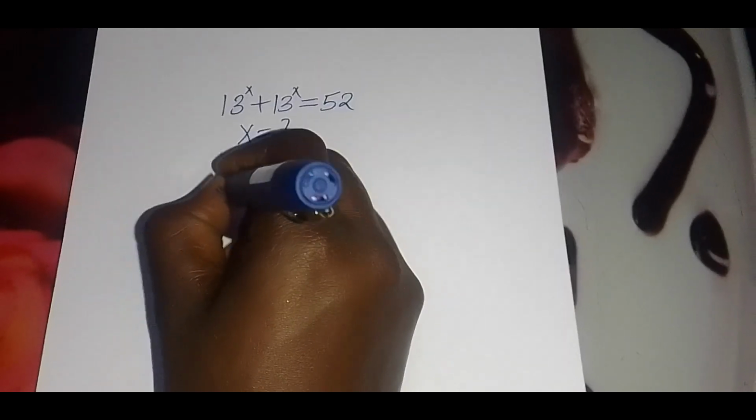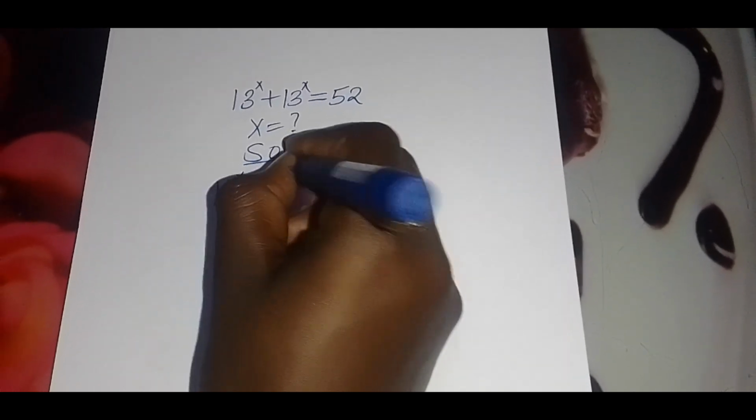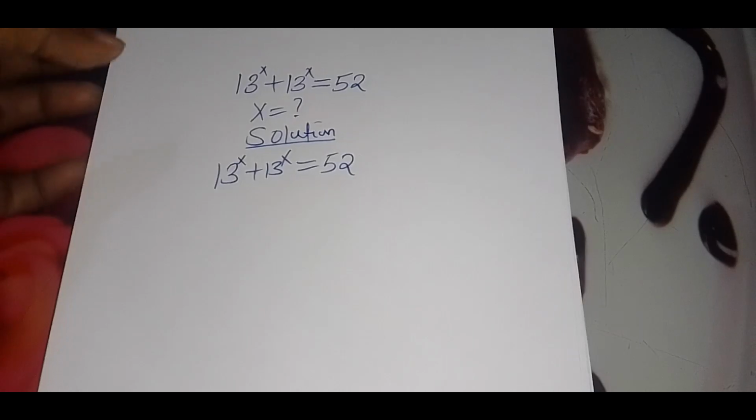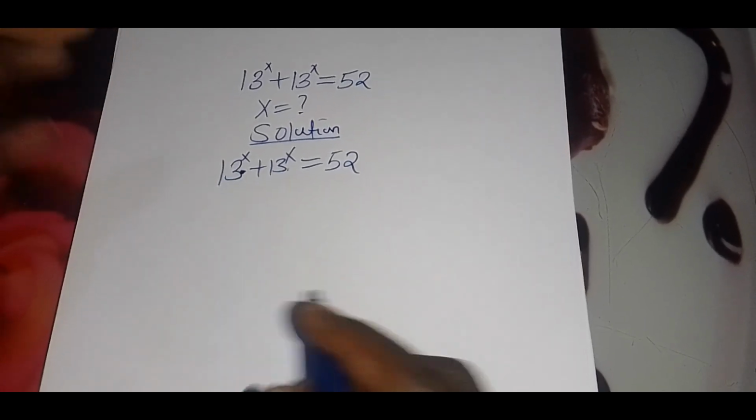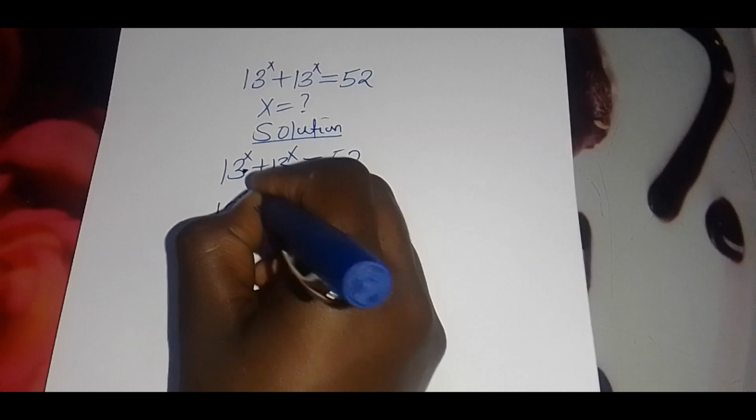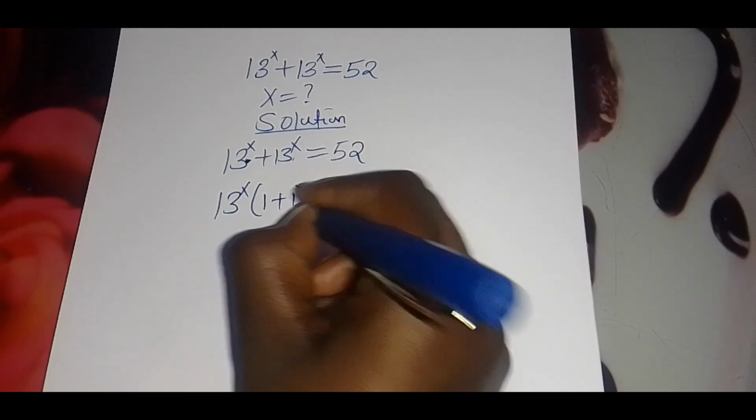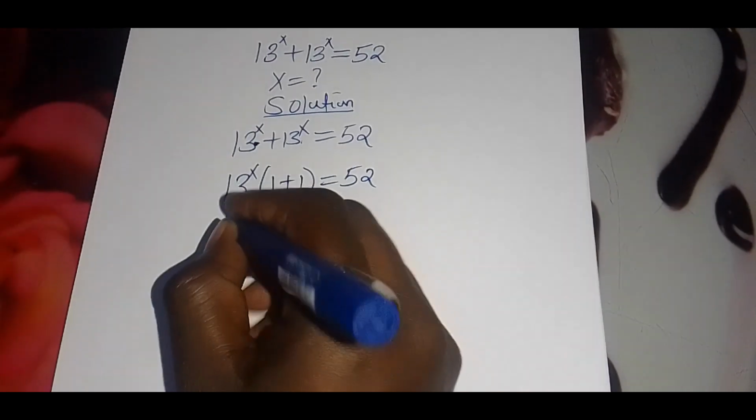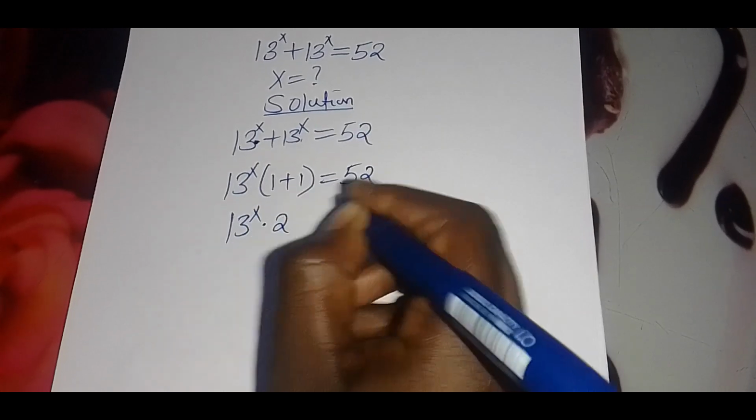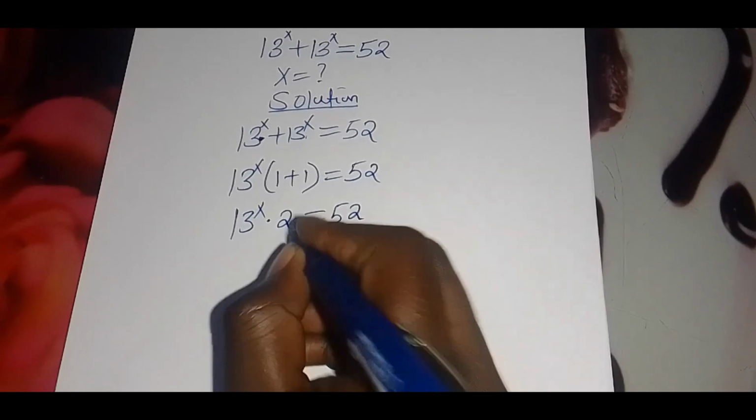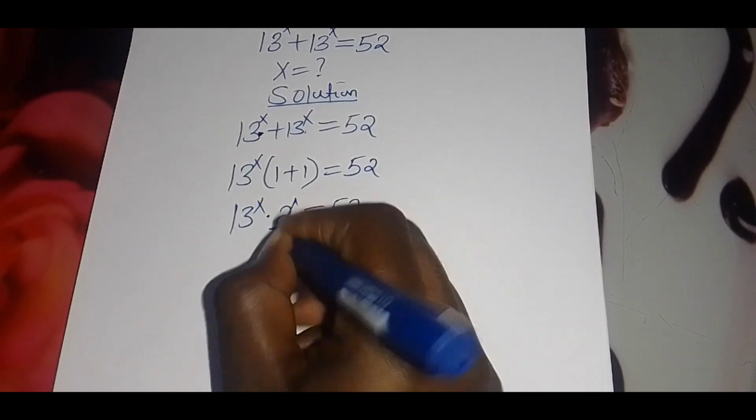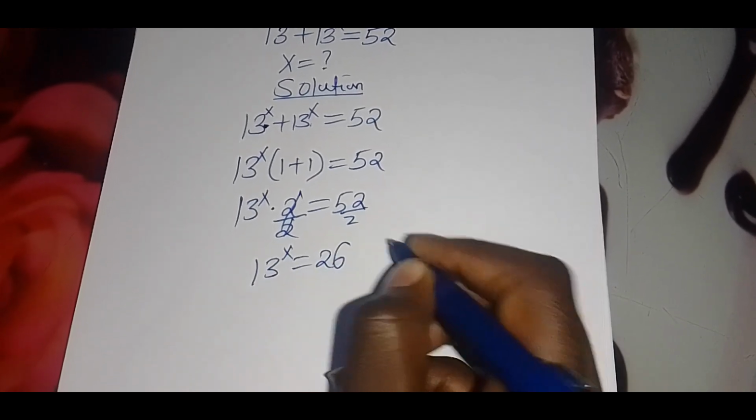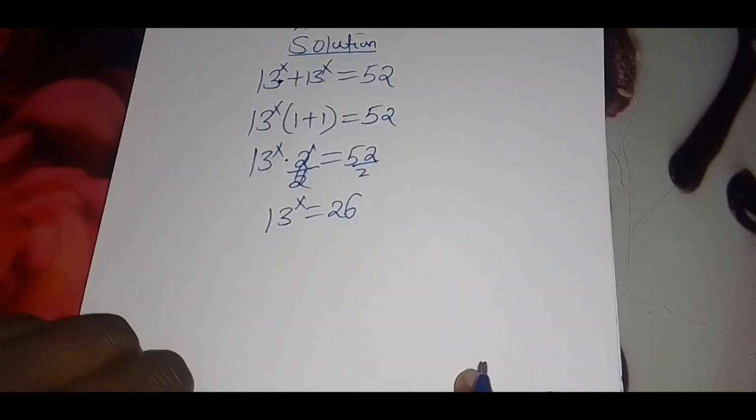Now this is 13 raised to the power x plus 13 raised to the power x. This is equal to 52. Okay. So since 13 raised to the power x is common, we factor out 13 raised to the power x, so that we'll have 1 plus 1. This is equal to 52. Okay, so we're going to have 13 raised to the power x multiplied by 2. This is equal to 52. Divide both sides by 2, so that we'll have 13 raised to the power x equal to 26. Okay.